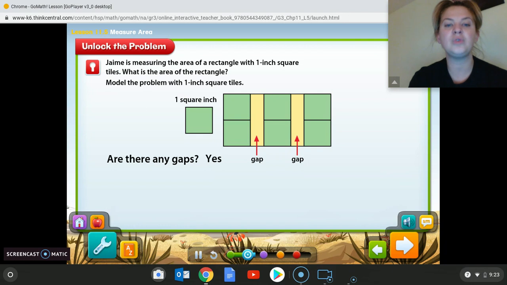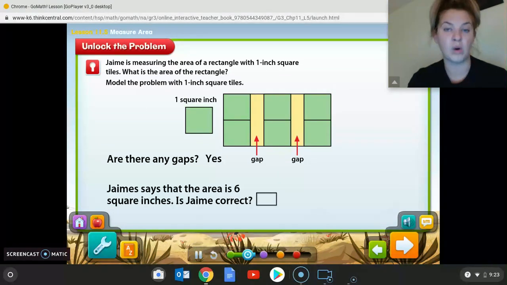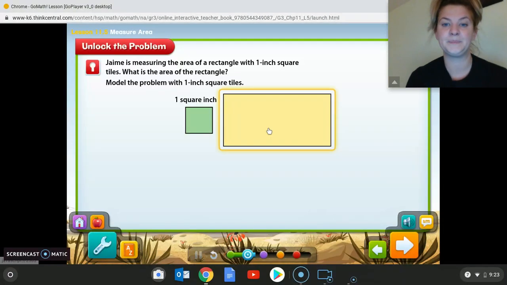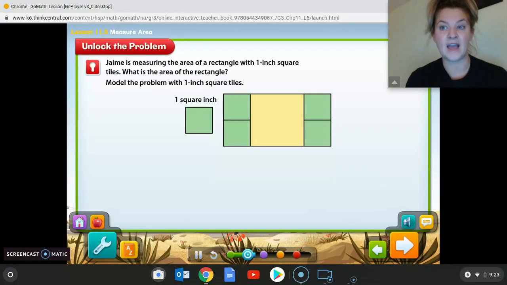Gaps mean we have too little. Gaps mean that we need more tiles to be put in. So he says that the area is 6 square inches. Is he correct? No. Let's try another. Obviously, 6 is too low, so Jaime says we should do it with 10. He thinks that the answer is going to be 10. So let's see if 10 square inches is the correct answer. 1, 2, 3, 4. Remember, 5, 6 was too little. 5, 6. All right, now we're going to keep going. 7, 8, 9, 10.